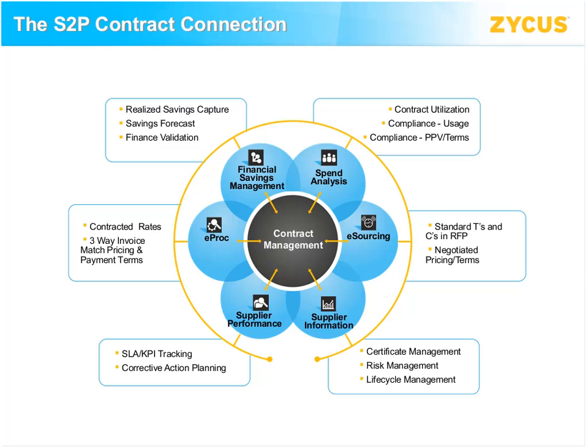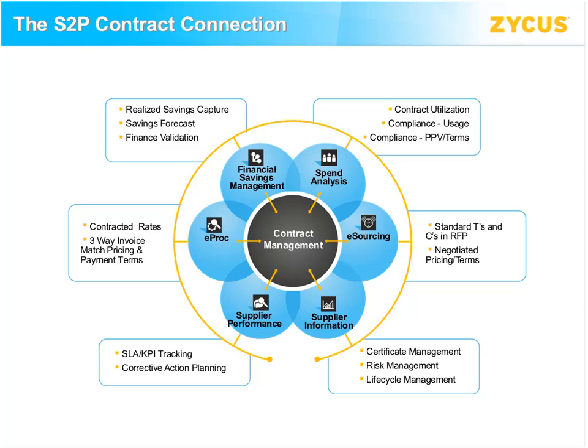Likewise, from a supplier performance standpoint, the SLAs, the service level agreements or key performance indicators, should come directly from the contract as agreed into the supplier performance tool and establish the baseline metrics, the KPIs against which to scorecard supplier performance and keep that up to date.